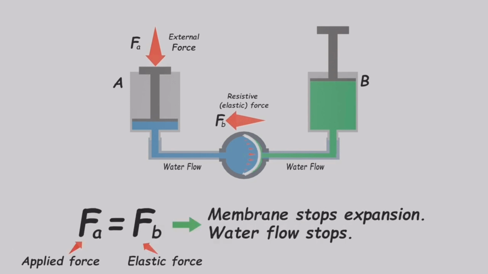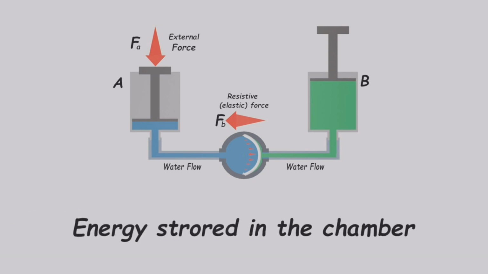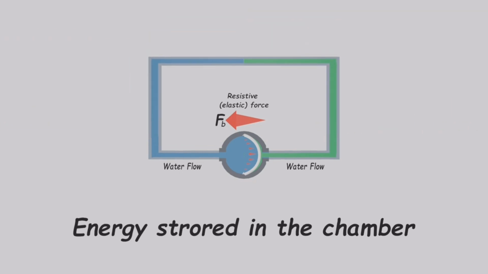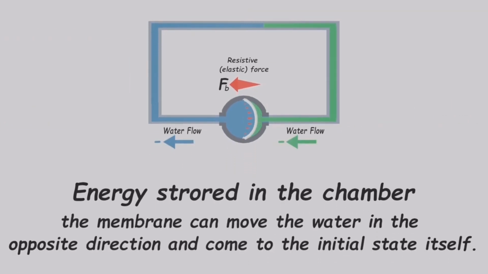The membrane halts its expansion when the elastic force matches the applied force. Now that we've stored some energy in the membrane, if we disconnect the pistons and connect the two ends of the chamber, the membrane can move the water in the opposite direction and return to its initial state on its own. Initially, we store energy in the device, and then we can use the stored energy to do useful work.